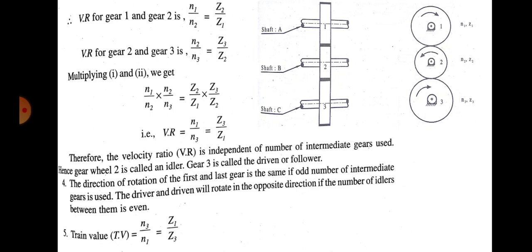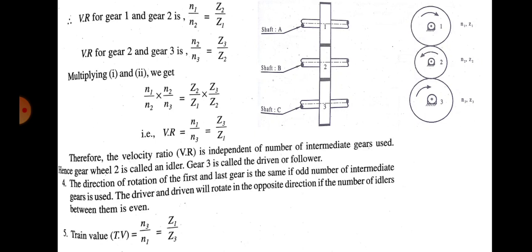For 1 and 2, 1 was the driver, 2 was the driven. Now we are considering gear 2 and gear 3. For this, gear 2 becomes the driver, gear 3 becomes the driven, isn't it? So if I take the velocity ratio of second and third, N2 by N3 will be equal to Z3 by Z2, because for second and third, N2 is the driver, N3 is the driven.